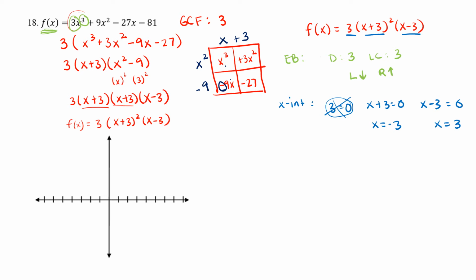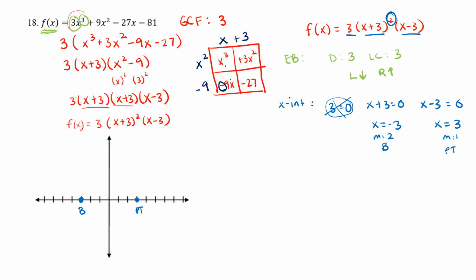The last thing is determining do we bounce or pass through at those x-intercepts. For x plus 3, notice how it has that exponent of 2. Remember, an exponent of 2, which is a multiplicity of 2, tells us that we're going to bounce at that x-intercept, where this x minus 3, it's only represented once. That's a multiplicity of 1. We're going to pass through there. And with that, we can add our x-intercepts on the graph. There's one at negative 3, there's one at positive 3. That x-intercept at negative 3, we bounce. That x-intercept at positive 3, we pass through.